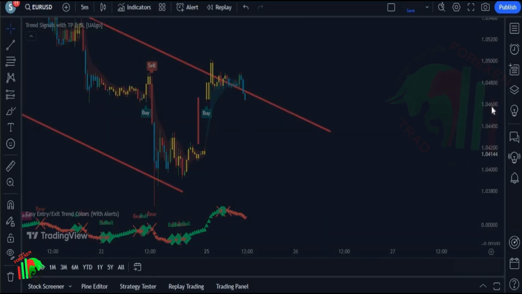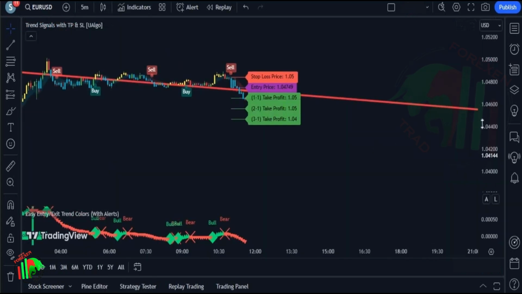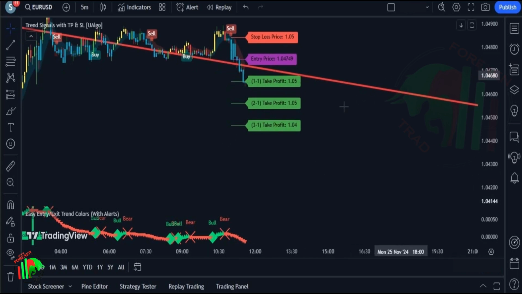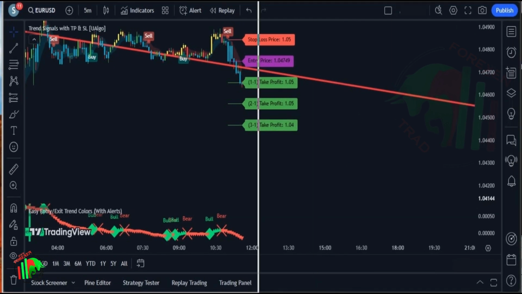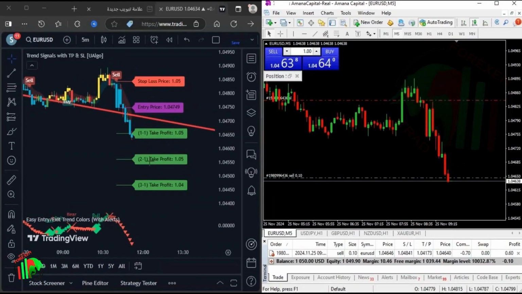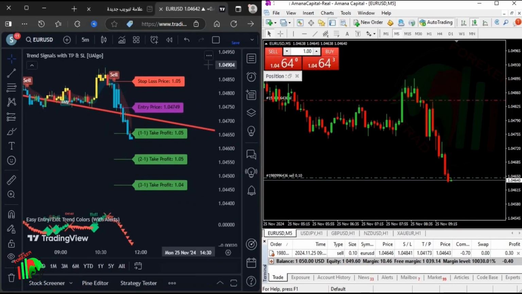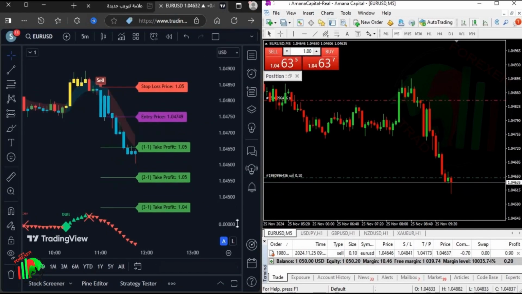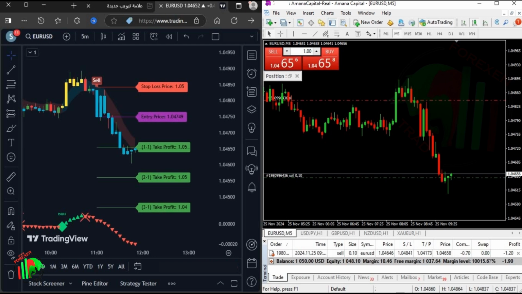As you can see, the indicator gave me a sell signal, and I relied on this signal to enter the trade. I've explained how this indicator works, and I'll leave the video link in the description box. If you want to understand more details about how to use this method, feel free to watch the video and leave your questions in the comments. I'll be happy to answer them.